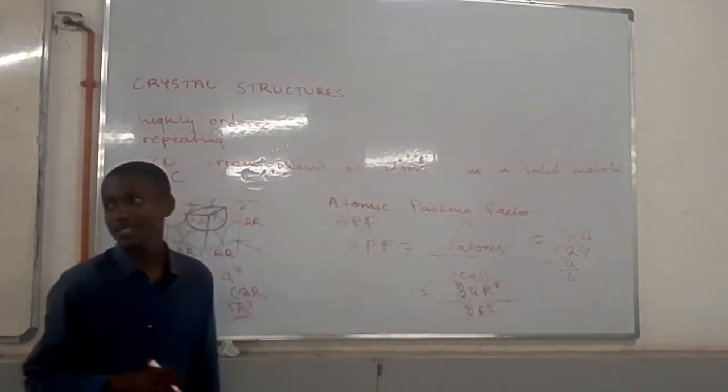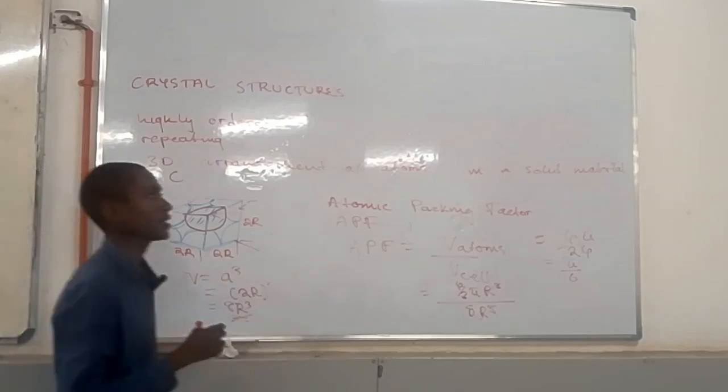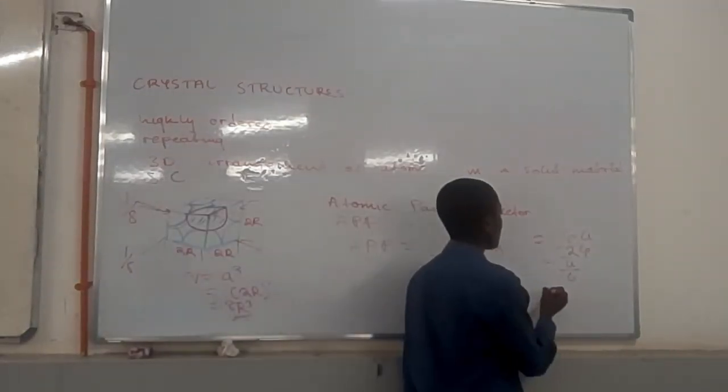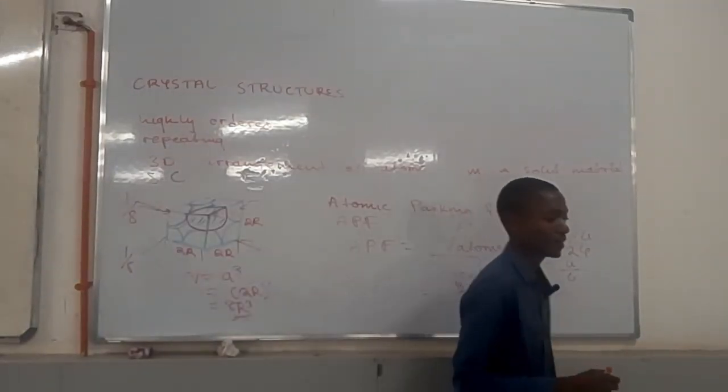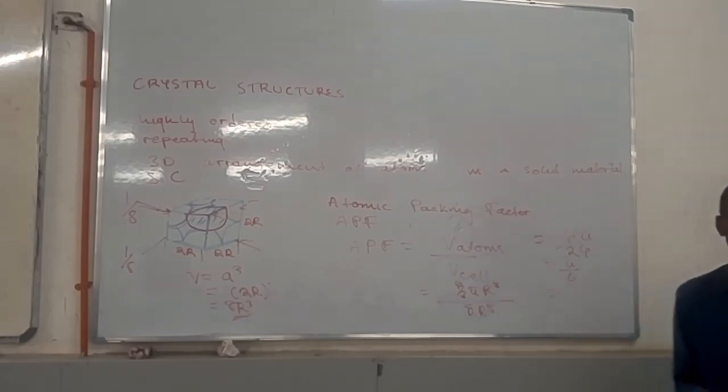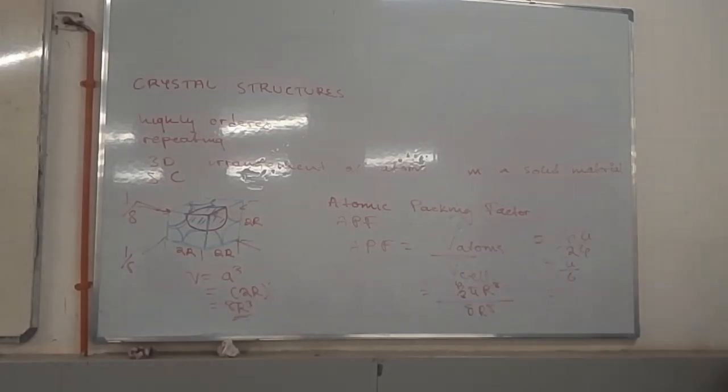It's pi over 6. Okay, so that pi over 6 should give you 0.5. Is it 0.53 or 0.51? I can't remember. Can you punch this?